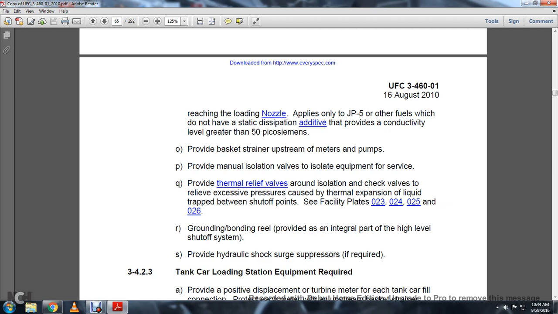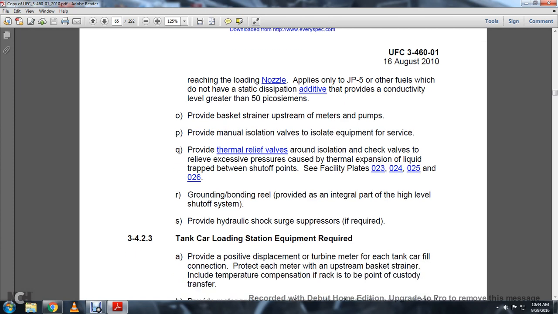O. Provide a basket strainer upstream of the meter and pumps. Provide manual isolation valves to isolate the equipment for service. Provide thermal reliefs around the isolation and check valves. The relief of excessive pressure could be caused by thermal expansion of the liquid trapped between the shutoffs of the facility. Grounding and bonding reel provided as an integral part of the high-level shutoff system. Also provide a hydraulic shock surge suppressor if required.